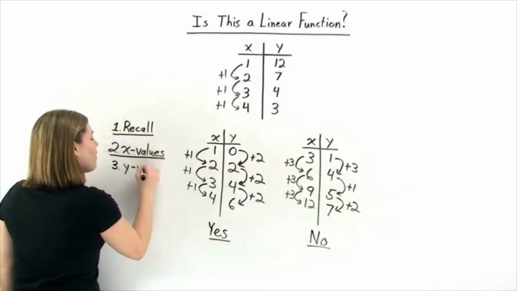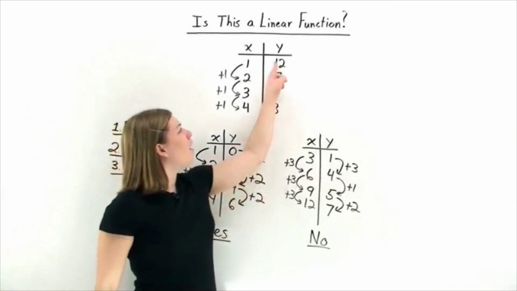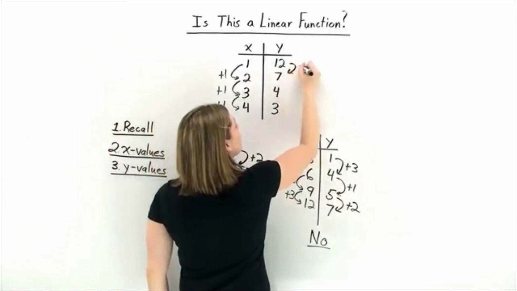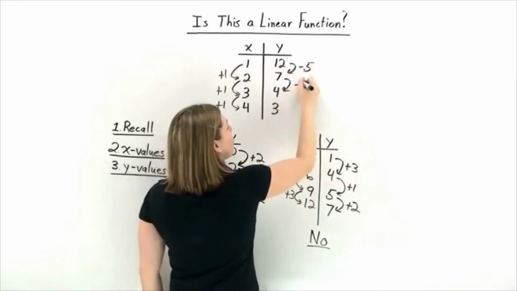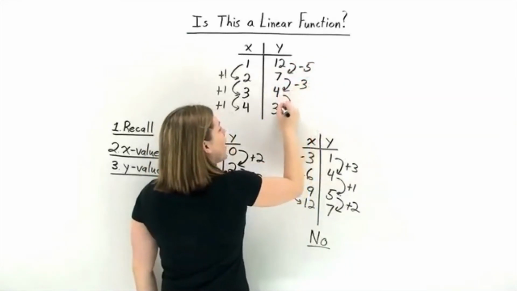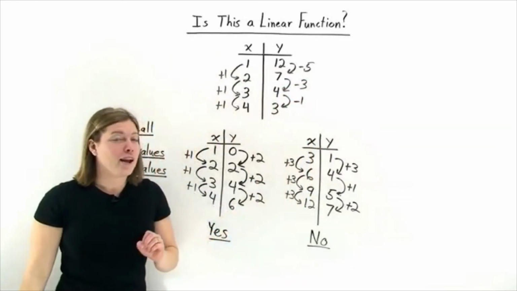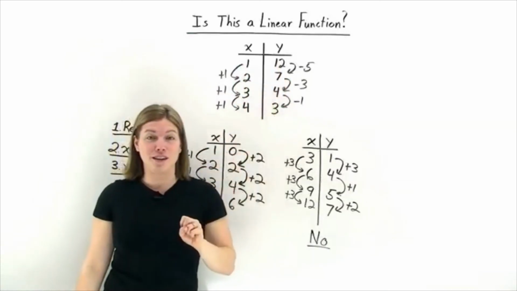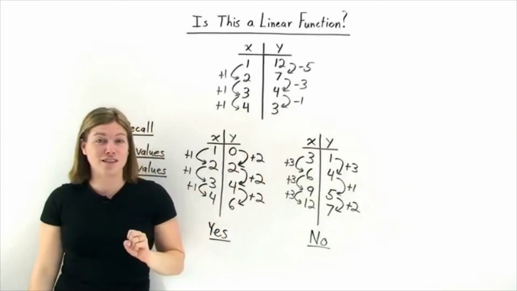But what about the y values? Well, let's take a look. Here, y needs to go from 12 to 7. Well, to do that, we could subtract 5. Now what about going from 7 to 4? There we could subtract 3. And from 4 to 3, we could subtract 1. Now take a look at that. As our x values are increasing, our y values are decreasing. Now that's okay. We could have a linear function with those characteristics.